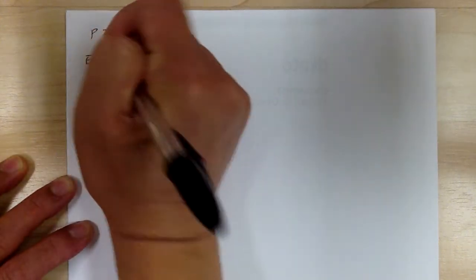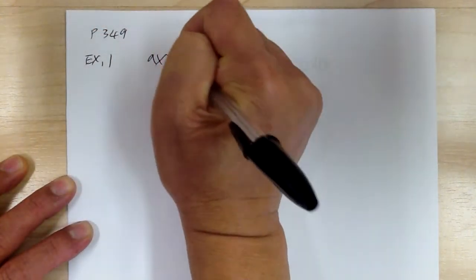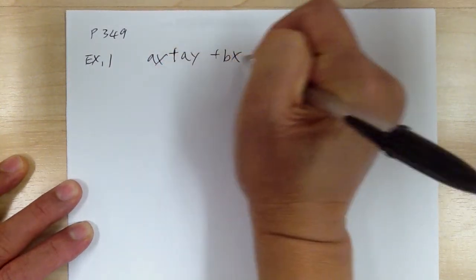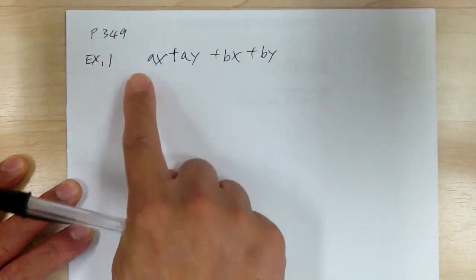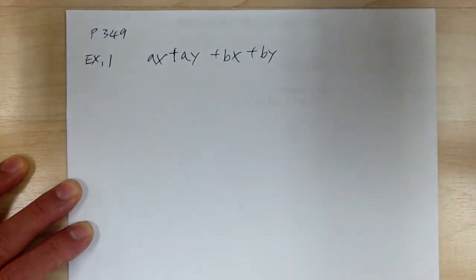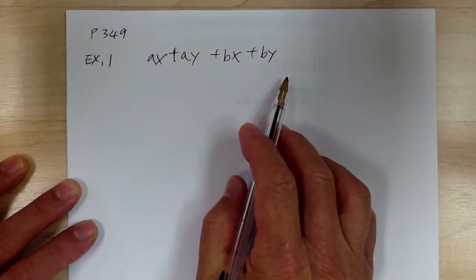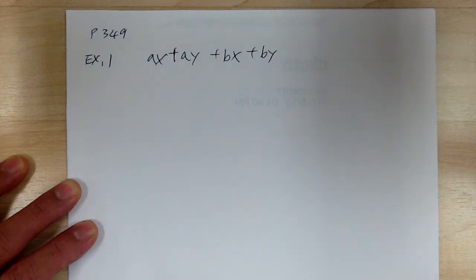On page 349, if you go to example 1, you have AX plus AY plus BX plus BY. Notice you have 1, 2, 3, 4 terms now. So again, you go through the steps. Step 1, common factor. You cannot. So you go to step 2. When you have 4 terms, you go to step 2C, the grouping.